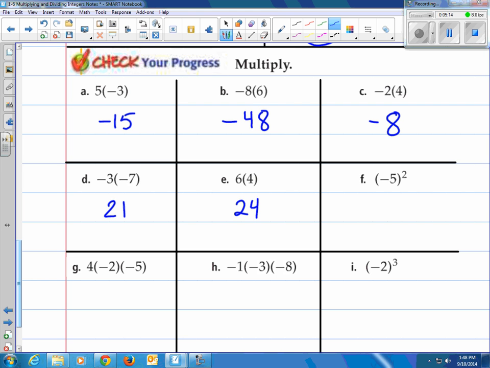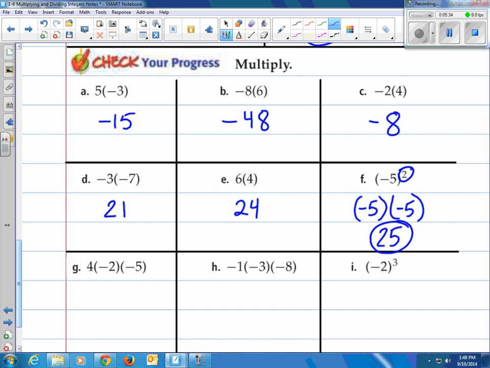How about F? That says -5 squared, which is -5 times -5. That's what the 2 means. You're going to write that down twice and then multiply them together. So -5 times -5, that's 2 negatives, and that will be a positive answer. So 5 times 5 is 25.